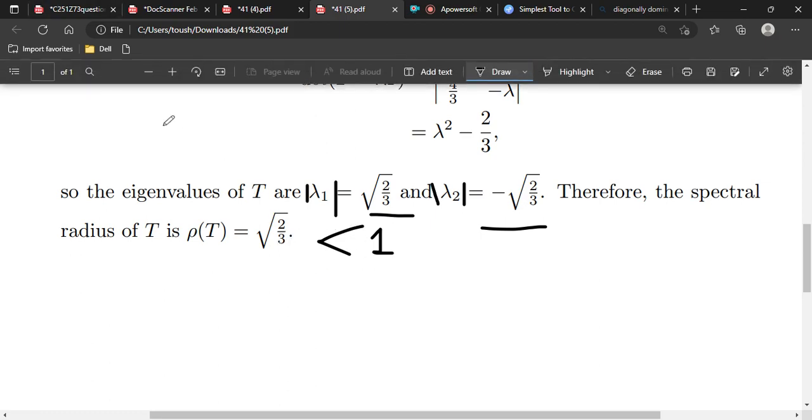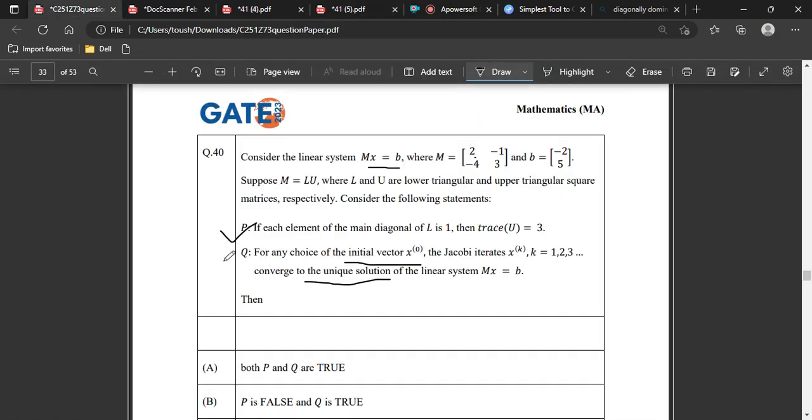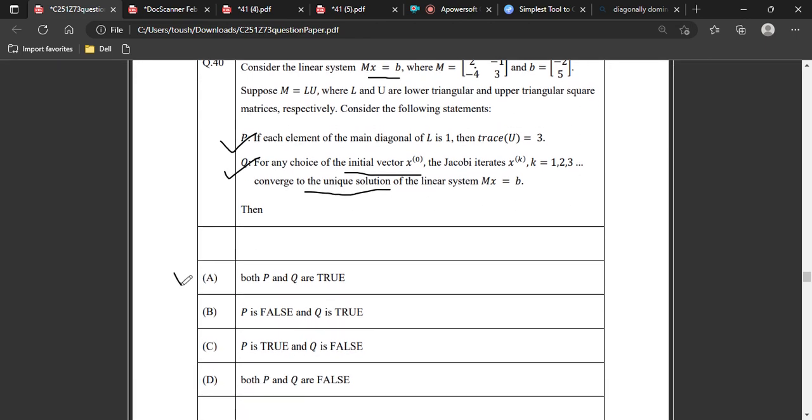So from here we already got our answer, right? That it will converge from the necessary and sufficient condition. So both the statements are right. That means option A is right. Okay. I hope you understand the video.